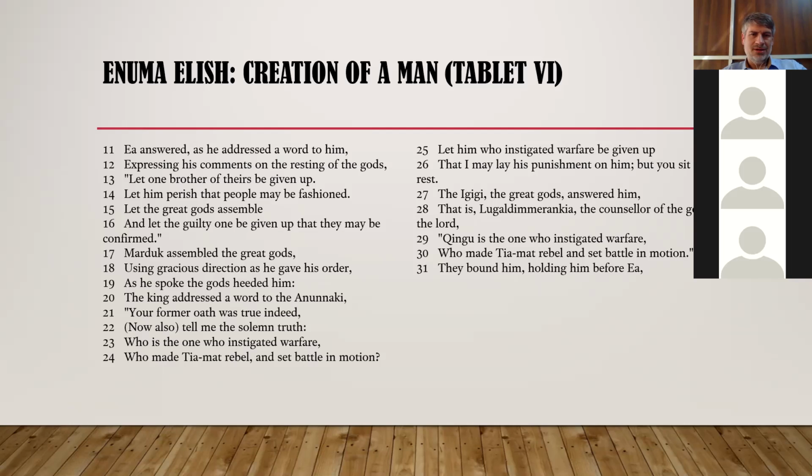Marduk assembled the great gods, using gracious directions as he gave his order. As he spoke, the gods heeded him. The king addressed a word to the Anunnaki. Anunnaki are actually lesser gods. So there are several names for them. Anunnaki, one of them.